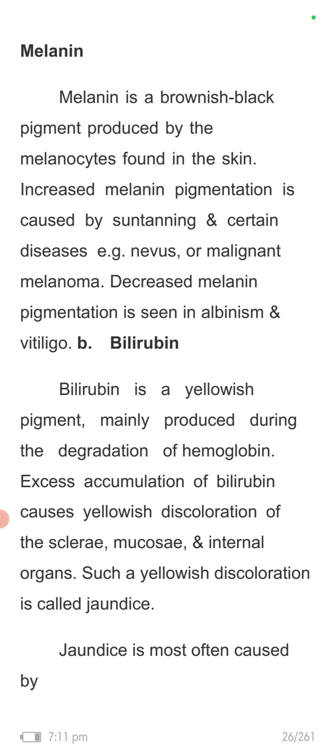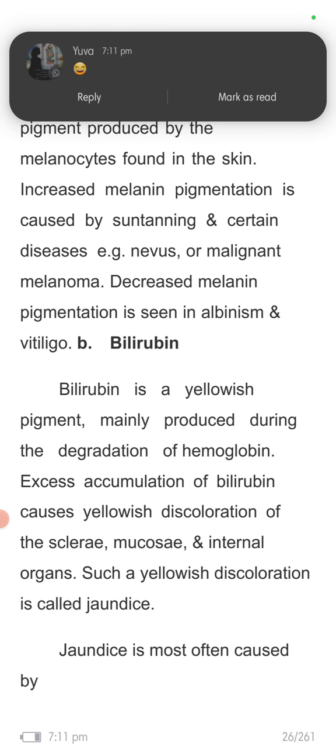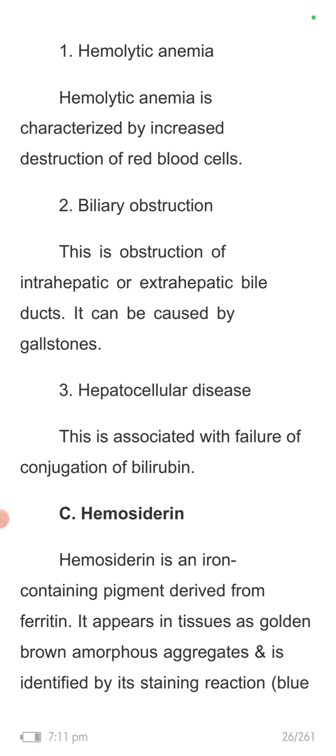The next one is bilirubin. This is a yellowish pigment mainly produced during the degradation of hemoglobin. Excess accumulation of bilirubin causes a yellowish discoloration of the sclera, mucosa, and internal organs. Such a yellowish discoloration is called jaundice. Jaundice is most often caused by hemolytic anemia.